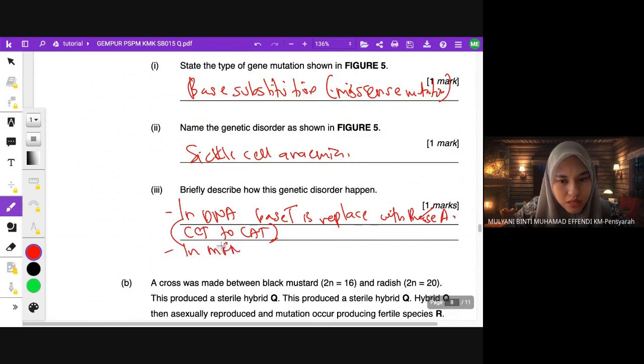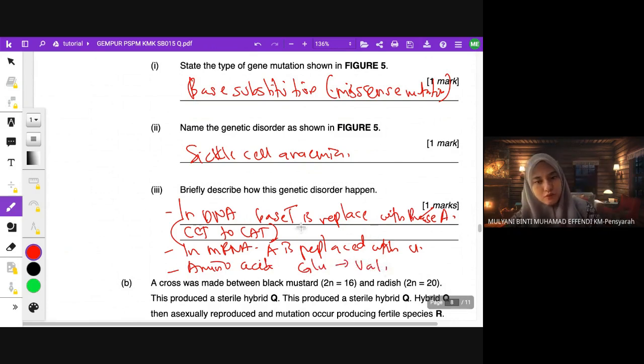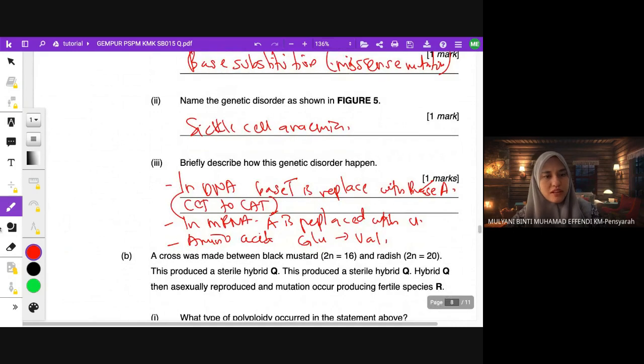In mRNA pula. Okay. Sekejap. In mRNA. Nampak situasi dia. In DNA 1, in mRNA 1. In mRNA apa yang berlaku? A is replaced with U. Okay. So codon tu berubah lah. Okay. So ataupun the amino acid will change lah. Glutamic acid, amino acid, glu will change to val. Ni antara point dia. Satu markah, pilih salah satu lah kot. Salah satu, anyone. Okay, betul.